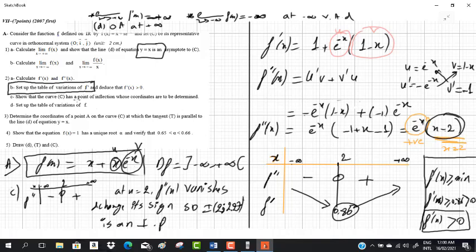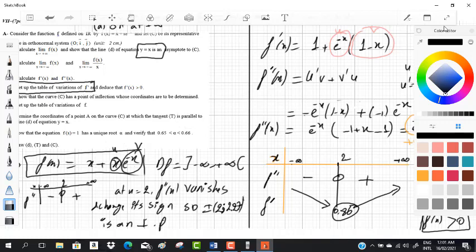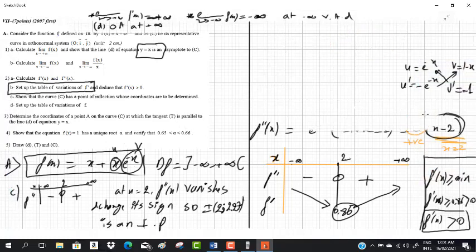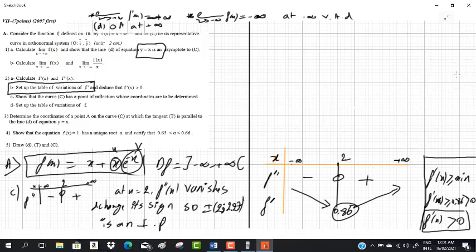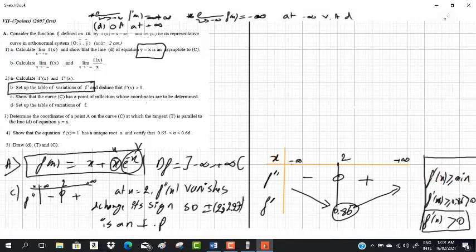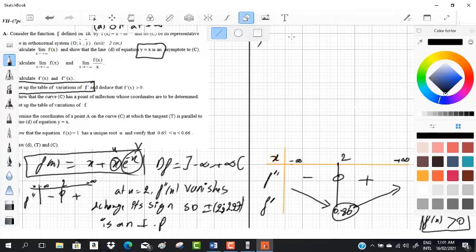Okay. Set up the table of variations of f. Now we have to set up the table of variation of f. We already know the sign of f prime, so now we can set up the table of variations of f. And this is part D. To set up the table of variation of f, I need firstly to draw a table.